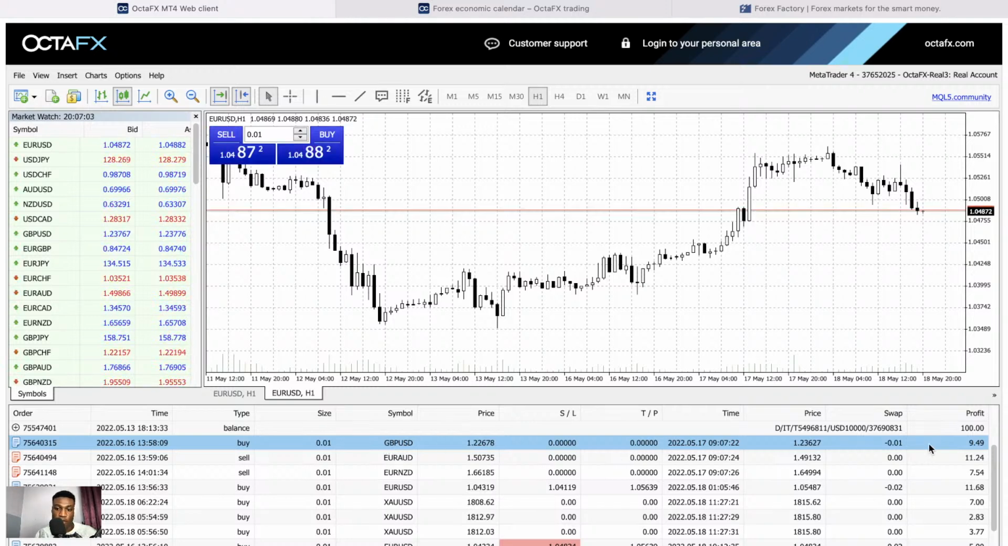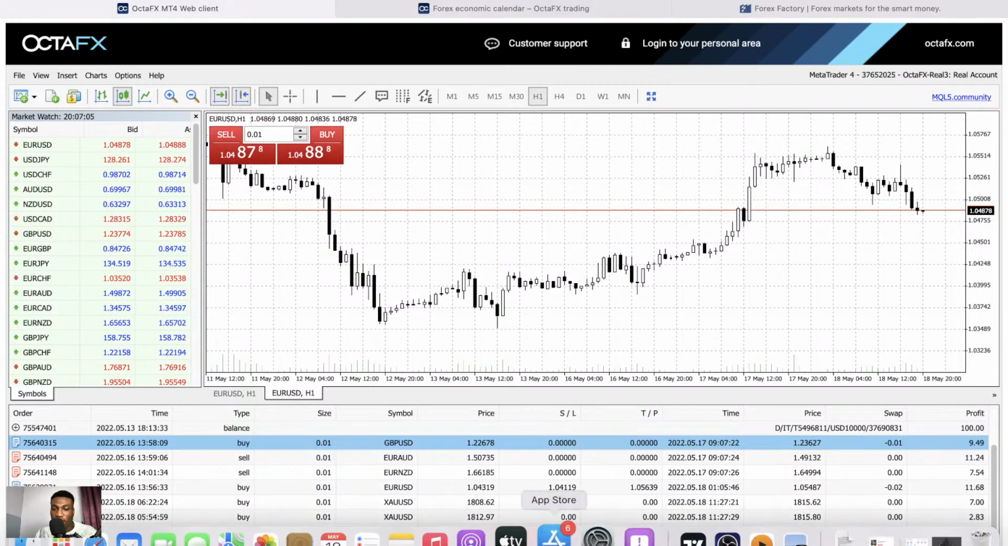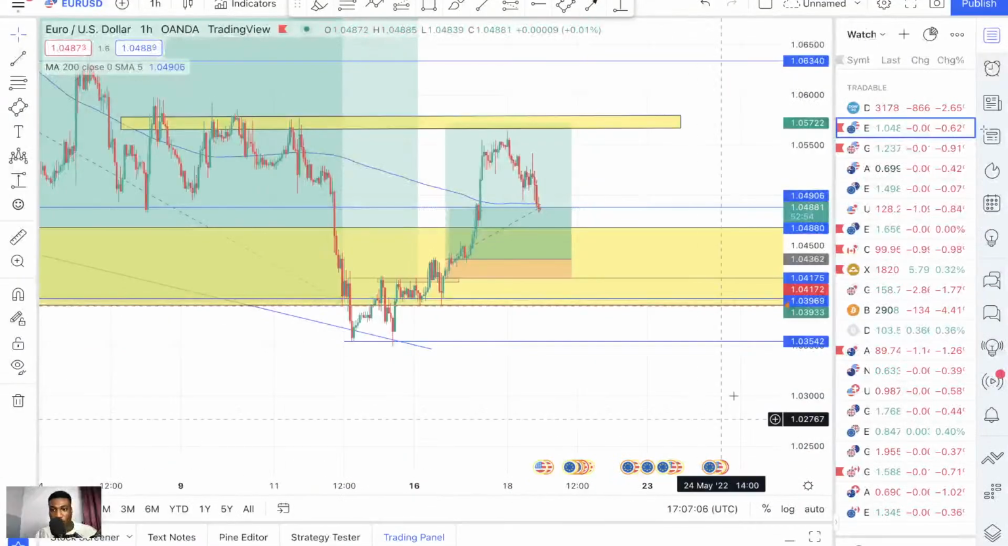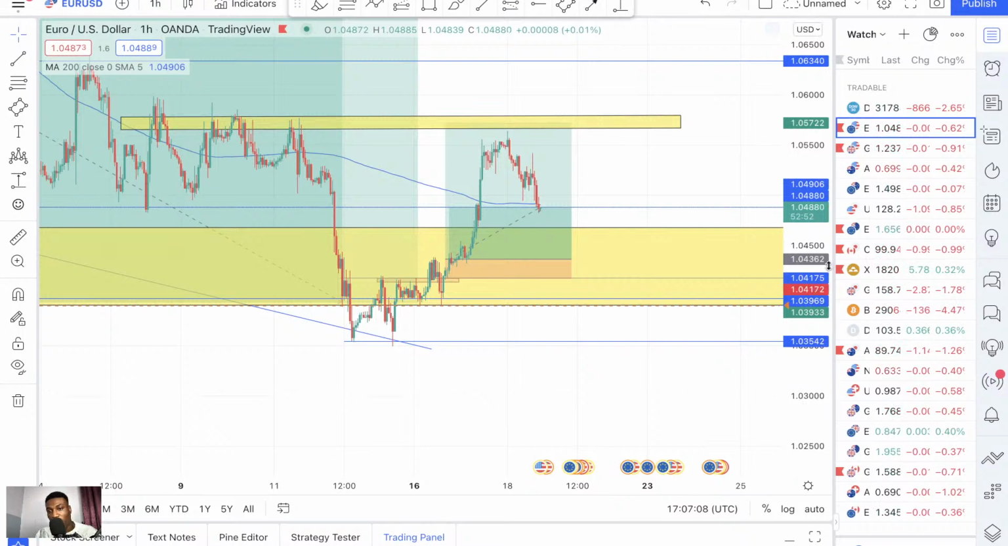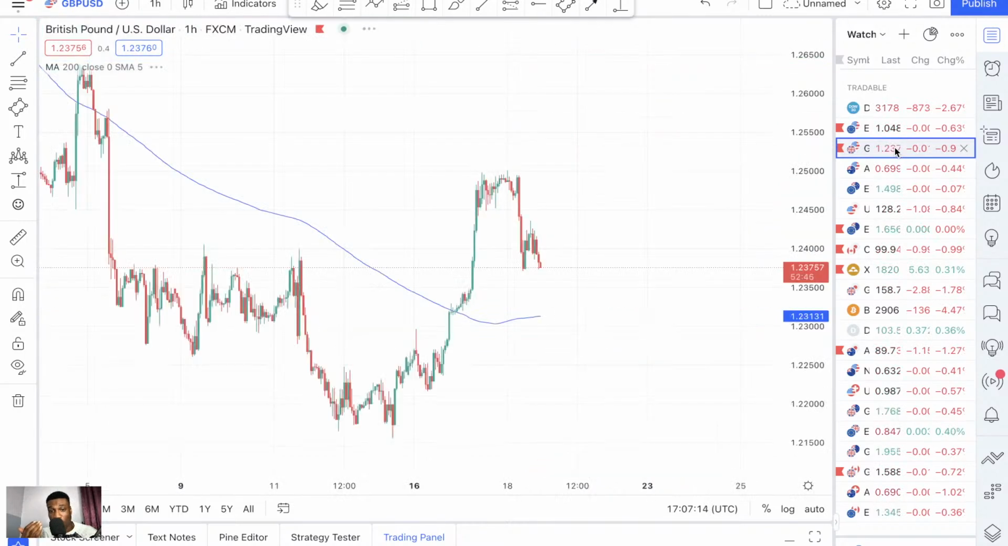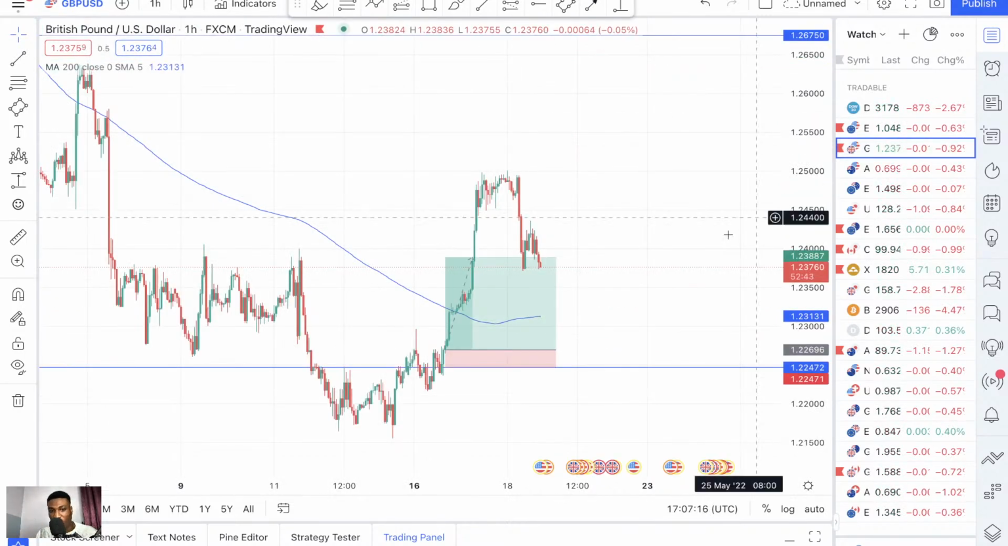We were in profit of 94 pips. And why did I take that buy on the pound dollar? Remember guys, we did this analysis and I told you guys that it's important to wait for confirmation on market so that you can take your trades, right?